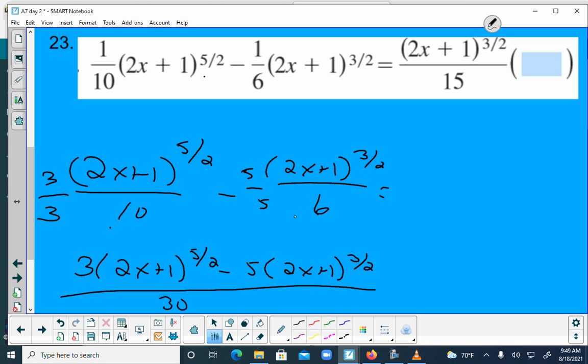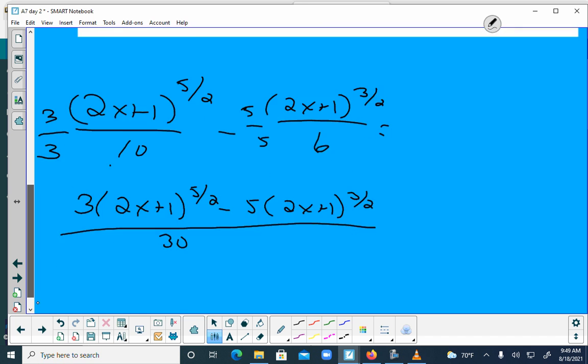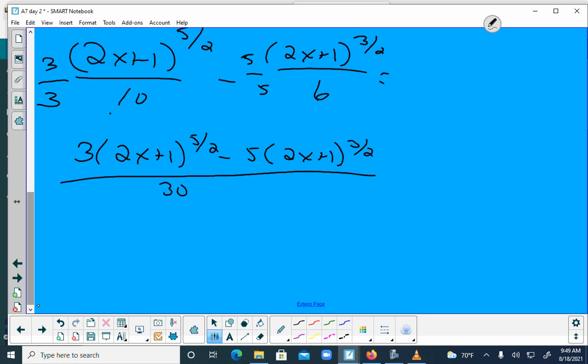You're right that I'm eventually going to want to have a denominator of 15, but I'm going to have to work to get that. Okay, when I look at this, now I have one fraction on top of that common denominator. Riley, what am I going to factor out of the numerator? 3 times 2x plus 1 to the 3 halves. Oh wait, not 3, just 2x plus 1 to the 3 halves, because that's the lowest power. What's left when I factor that out, Ben? Factor it out. Yes.